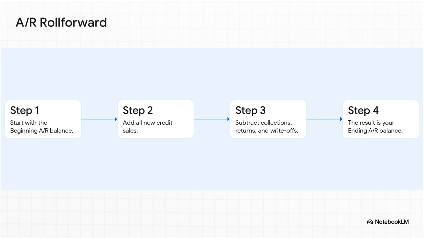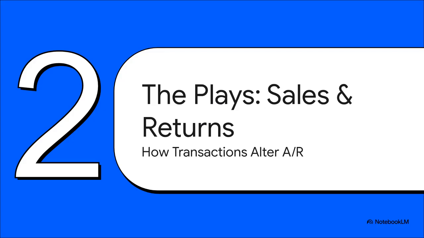Let's break that down. So first, you start with the amount you were owed at the beginning of the month or year. Simple. Then you add all the new sales you made on credit. After that, you subtract everything that lowered the balance. You know, the cash you collected, any stuff customers returned, and maybe some debts you know you'll never get back. And boom, what's left is your ending balance. Easy, right? Okay, time to put our formula into action. Let's look at the most common addition, which is a credit sale, and a super common deduction, a sales return. You'll see exactly how they move the needle on that AR balance.